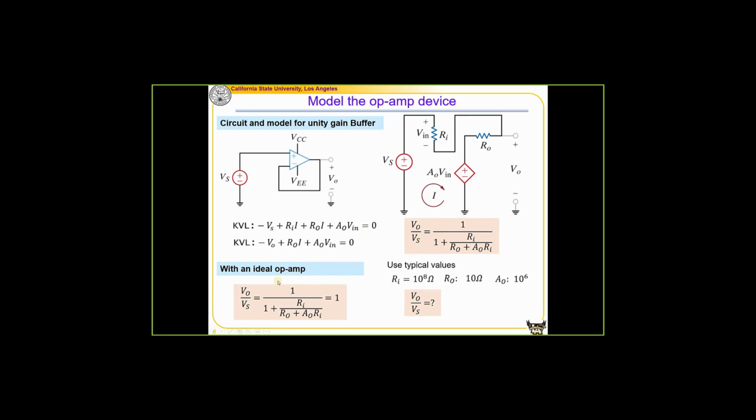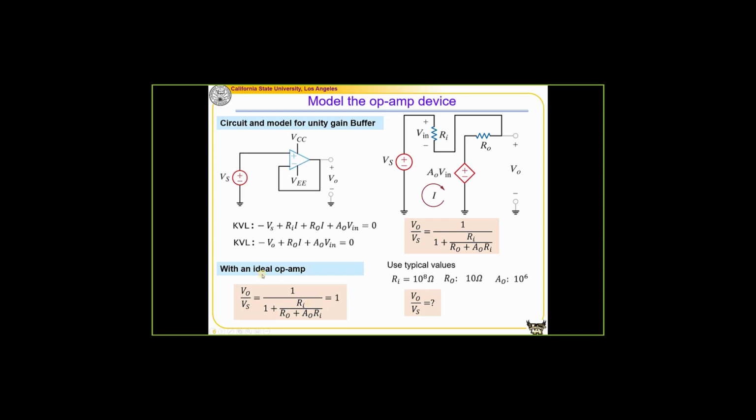And if we assume this is the ideal op-amp model, in the ideal op-amp model Ri is infinity, and this RO is equal to 0, and AO is infinity. Times infinity, this is infinity, this is 0. So this tells us that this term goes to 0. So with the ideal op-amp model, we find 1 divided by 1 plus 0, that is equal to 1. It tells us that the output is always equal to the input. So this is why it's called a unit gain buffer. By doing this setup, the output is equal to the input.